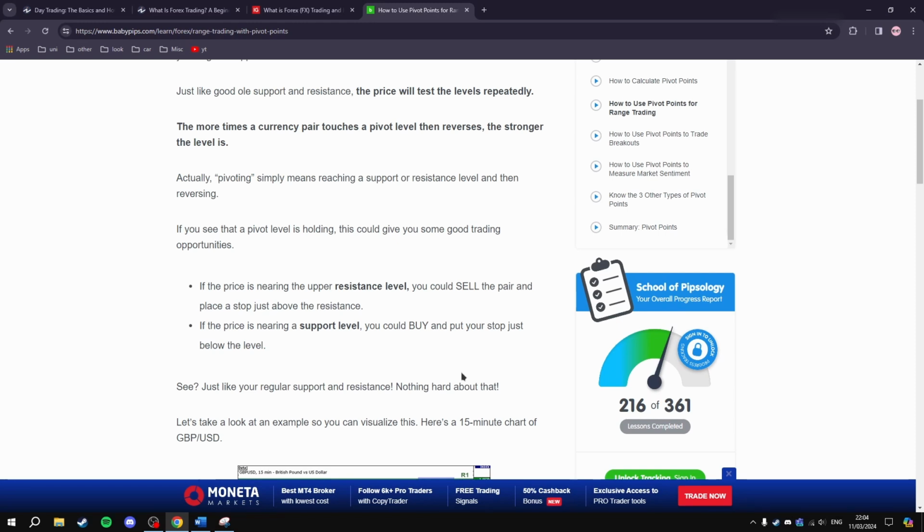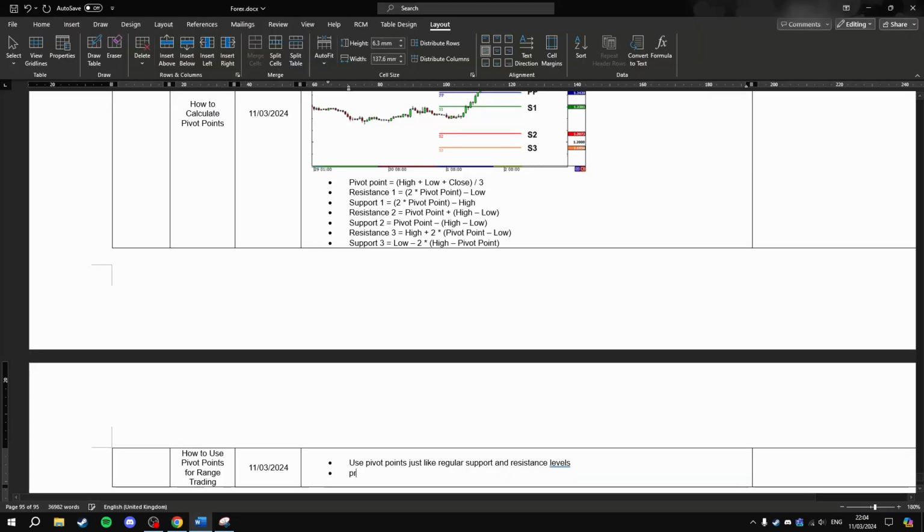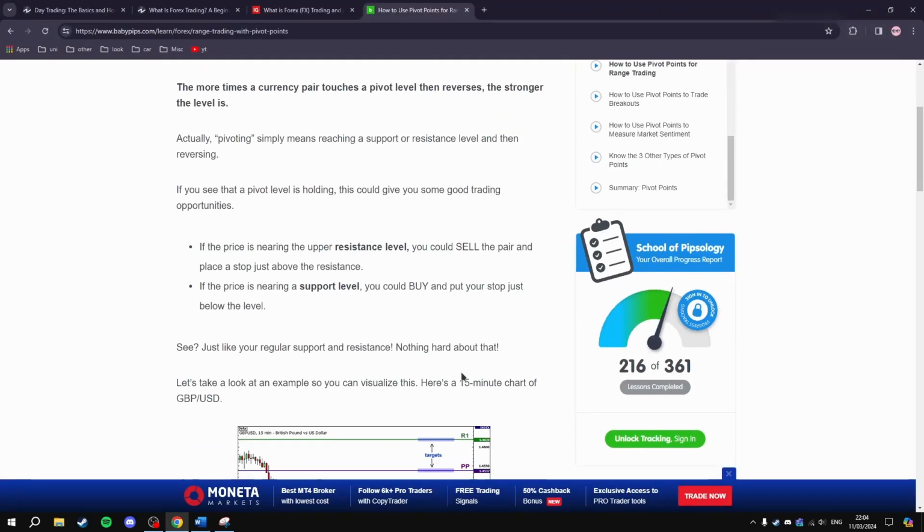Just like good old support and resistance, the price will test levels repeatedly. The more times a currency pair touches a pivot level then reverses, the stronger the level is.